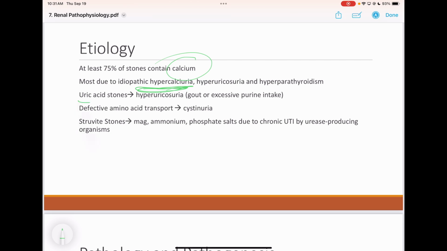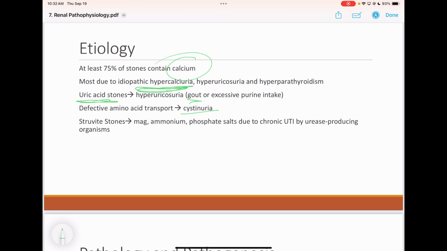We also have uric acid stones, and that is with gout, and we're going to learn about gout next when we do musculoskeletal. But uric acid is another form of kidney stones. It has to do with purine intake. We'll talk about foods that are very high in purine. Could also be due to a defective amino acid transport, and that would result in cystinuria.